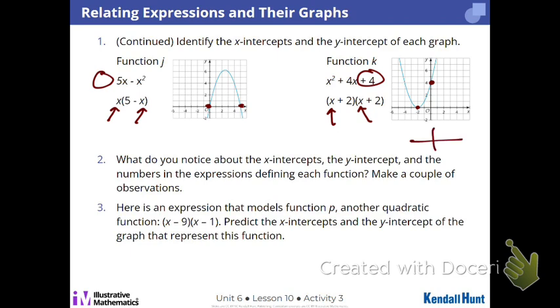What's the x-intercept of this one? There is none. There is no x-intercept for that. Let's go. Okay. That's all we need from that.